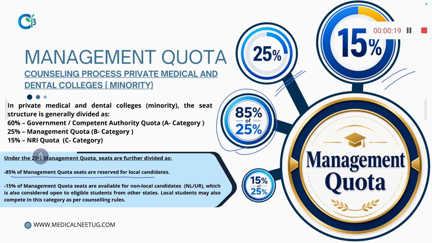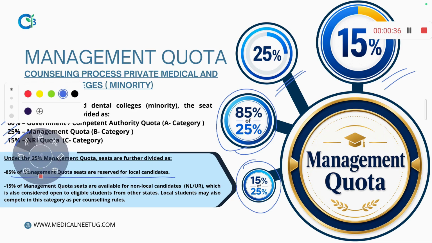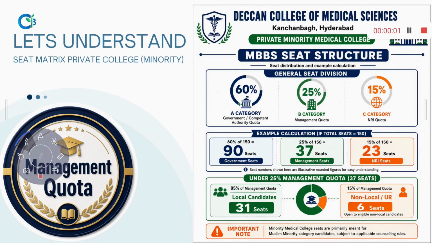Remember, this is a Muslim minority college, so it is reserved for the Muslim minority students. And in the case of non-locals or open to all, it is the 15%. So it is 60% government, 25% management quota, and 15% will be the NRI. So what I told you, 60% of the seats will be A category, 25% will be the B category, and the C category NRI will be the 15%.